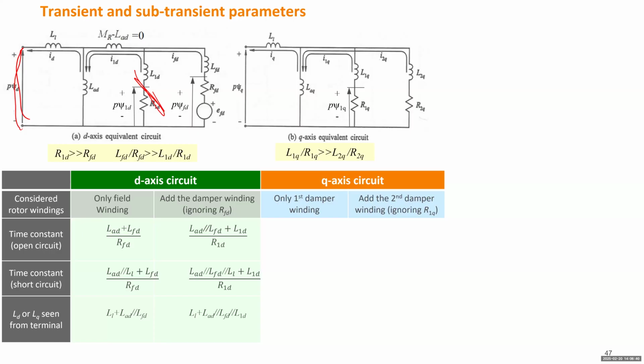Second column: we add that damper winding. When we add that damper winding and we open the circuit, we have everything here. And because we know R1D is much bigger than RFD, we can ignore the RFD.